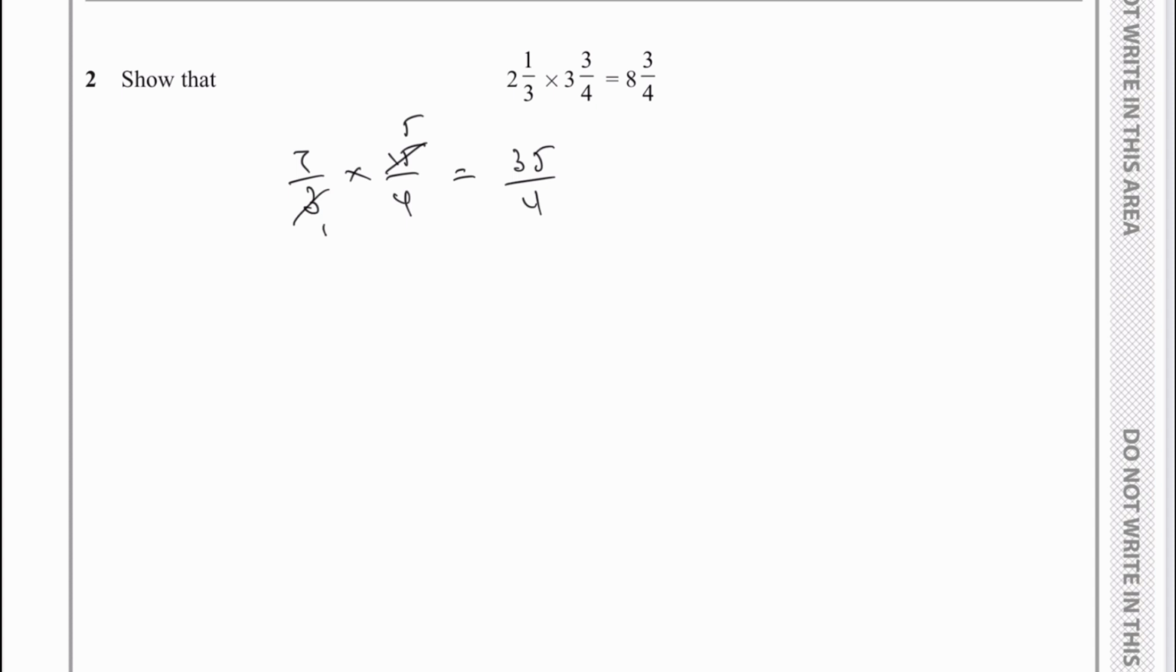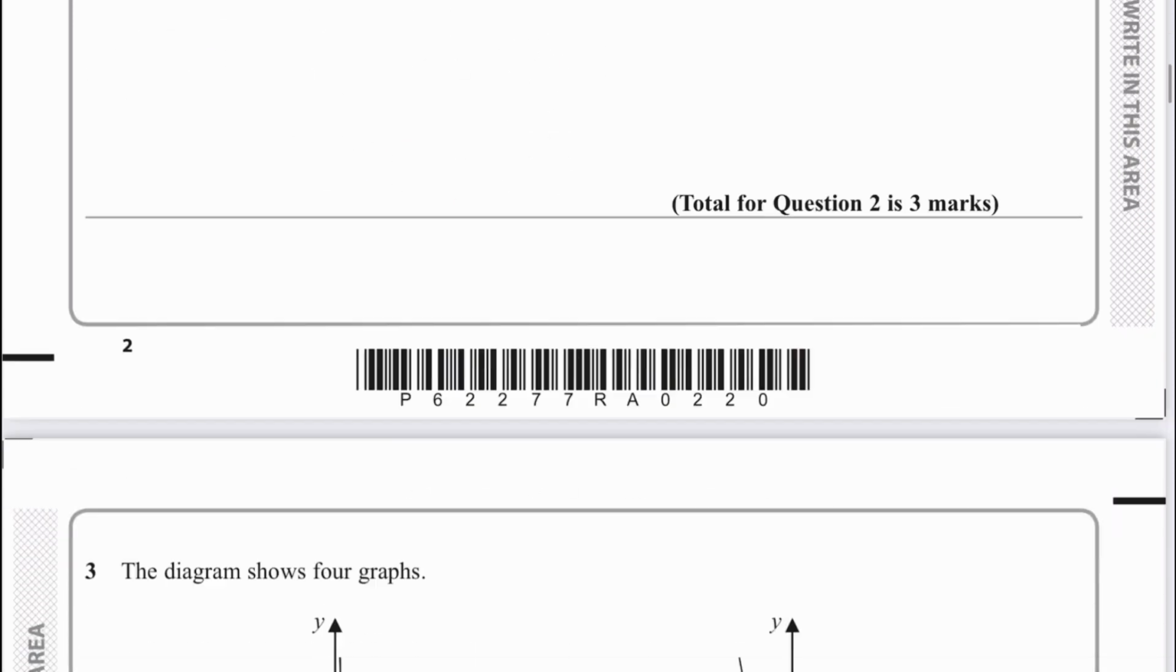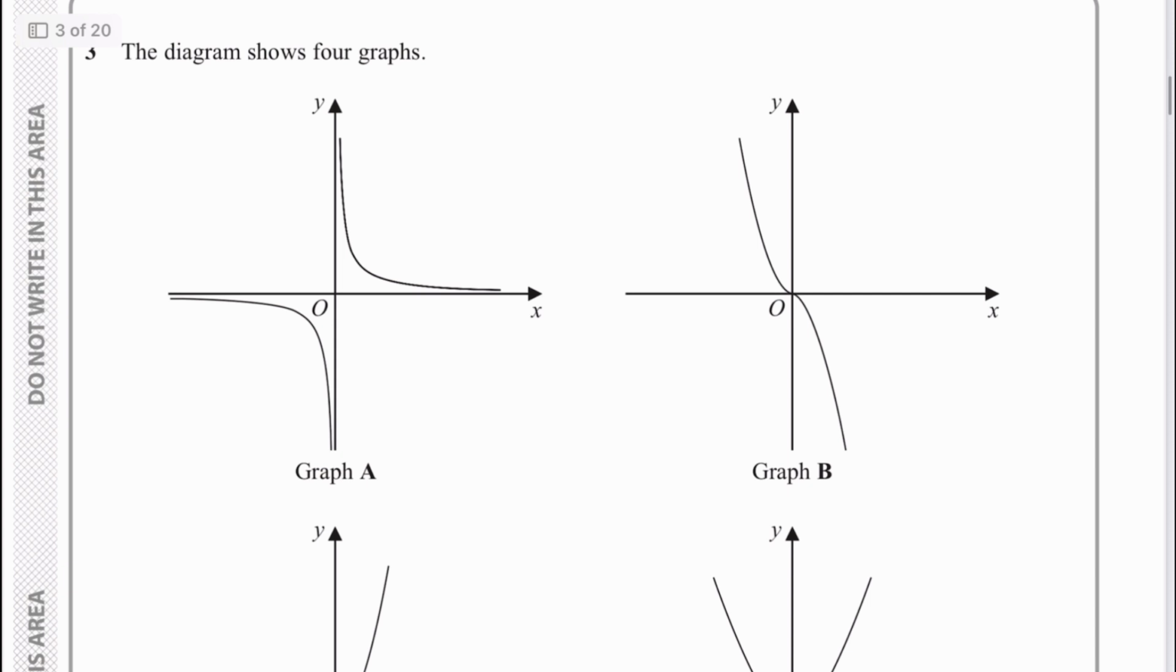That's going to give me 35 over 4, and 4's into 35 is going to be 8, 4 8s are 32, and then I've got 3 left over, so the answer would be 8 3/4, which we're given as part of the show that question. Okay, let's move on then to question number 3. If you're not sure about how I did that calculation, please do let me know in the comments, and I do have some additional questions that you can have a go at.